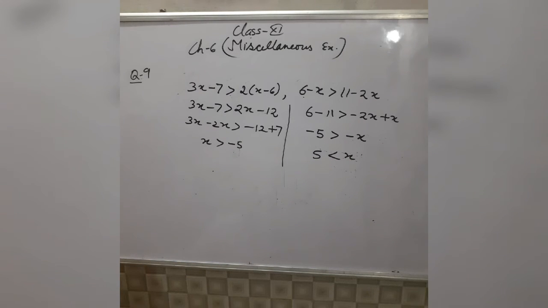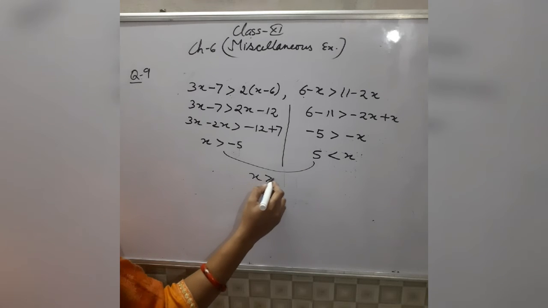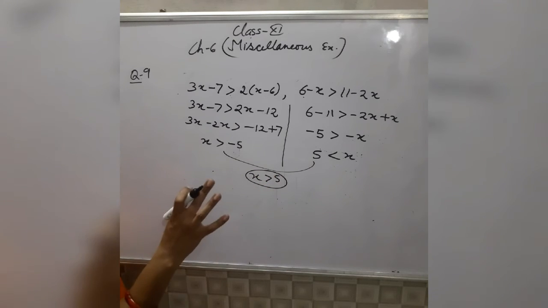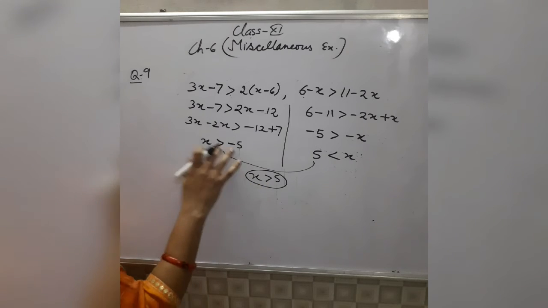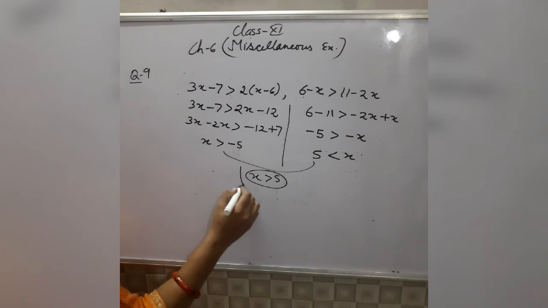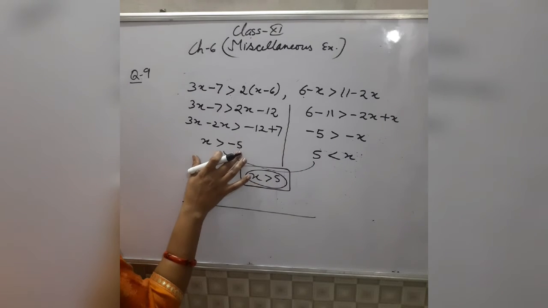If x is greater than minus 5 and x is greater than 5, if you combine these two results, then you will take x is greater than 5, because those values which are greater than 5 are already greater than minus 5. So you will take this result here. This is the combined solution of these two results.